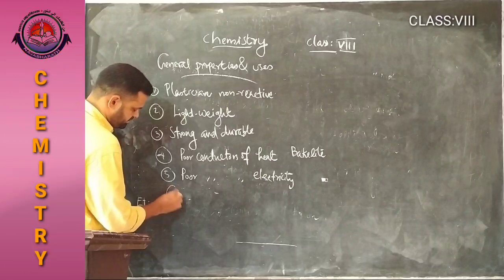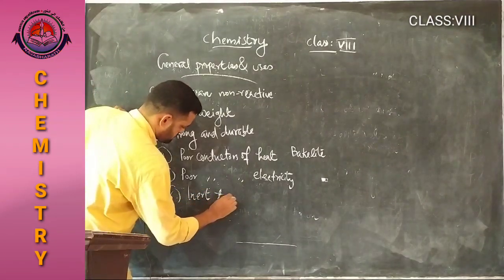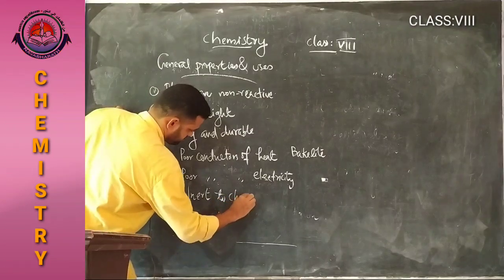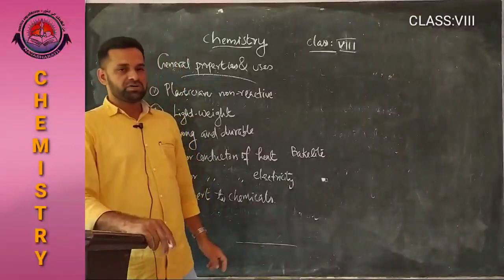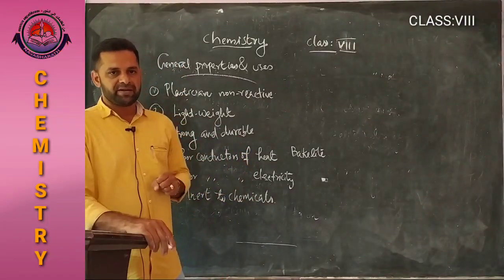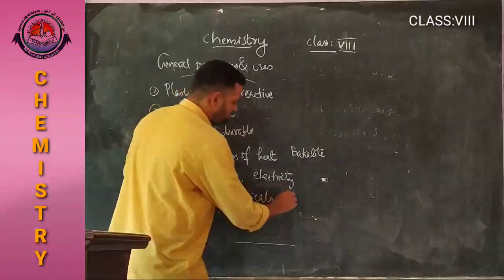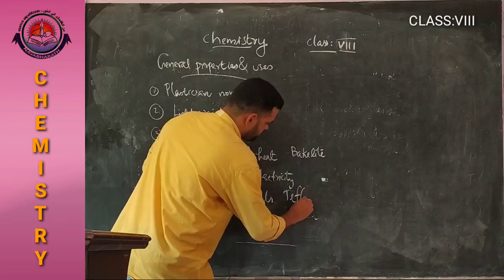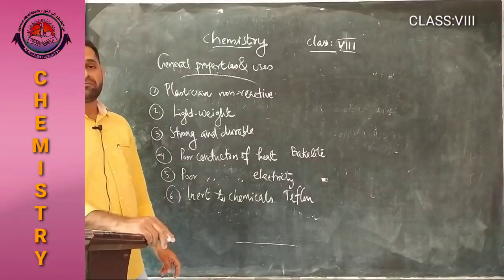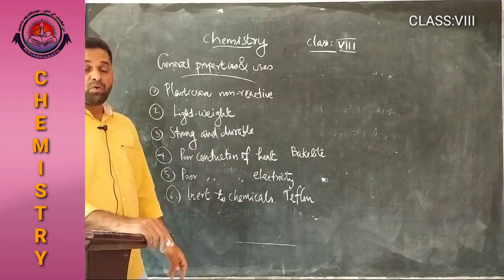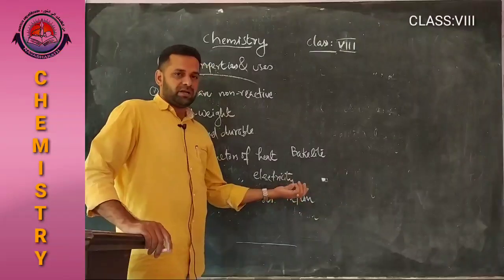And the sixth one, they are inert to chemicals. You might have heard about non-stick pans. So there is a coating that is called Teflon. Teflon, polytetrafluoroethylene, that is called Teflon. Teflon is a kind of plastic.